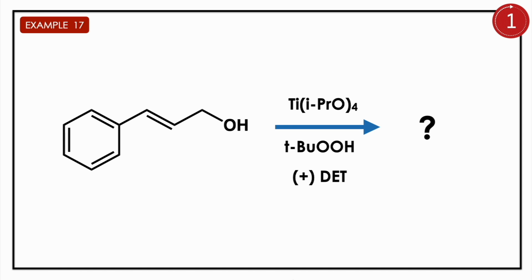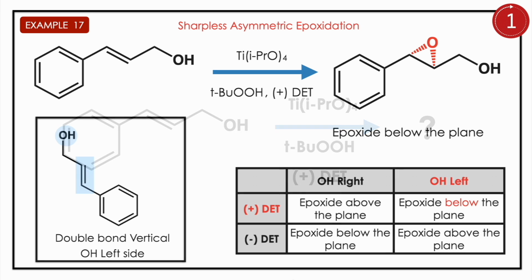Then the next question, you have benzene. In the side chain you have an alkene with methylene alcohol. You are using titanium isopropoxide, tertiary butyl peroxide and plus DET. You should find what the final product will be. Here the alkene is in the side chain, but it is an allylic alcohol. You are using the DET. So chances are Sharpless asymmetric epoxidation.